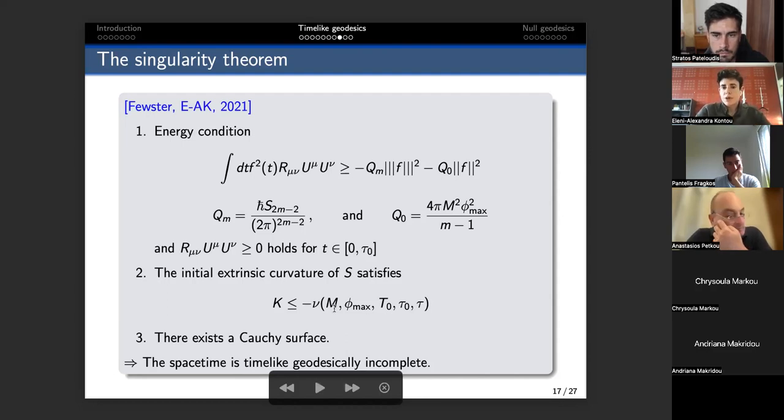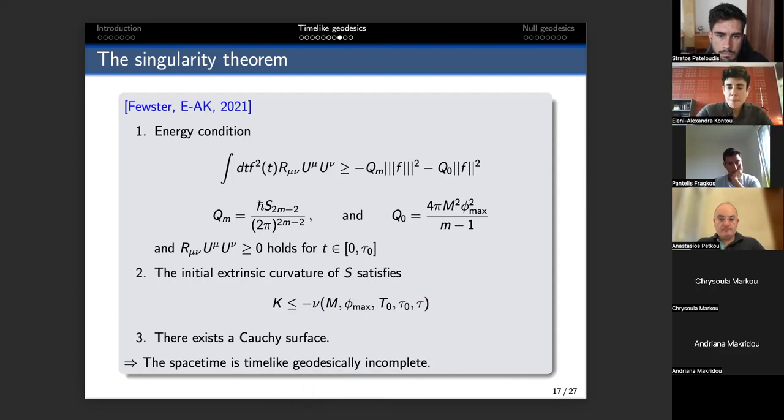So I didn't show you the function for n because it's quite complicated, but n is a function of those parameters: the mass of the field, the maximum field value, the support of the smearing function, how long the strong energy condition is to hold, and when the singularity is formed. The third condition is the existence of a Cauchy surface, and with these three conditions, we're able to prove that the space-time is geodesically incomplete. So this is a theorem where the condition is actually derived from a quantum field theory for a quantum field, and we're able to prove a singularity theorem.